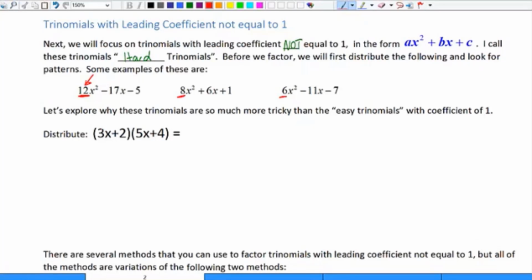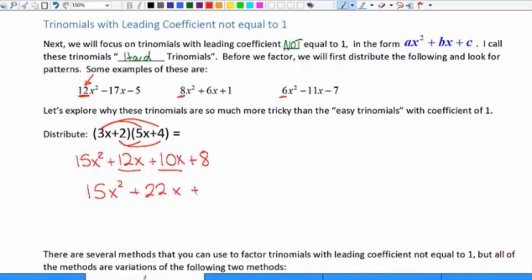So to show you that, what I want to do is just distribute here. So this gets me 15x squared plus 12x plus 10x plus 8. And then the next thing you would do is add these two middle terms together, and I get 15x squared plus 22x plus 8. So this is going forwards, and my goal is to start here and end here. Okay, so I would like to go backwards.